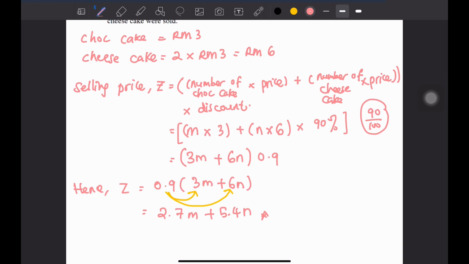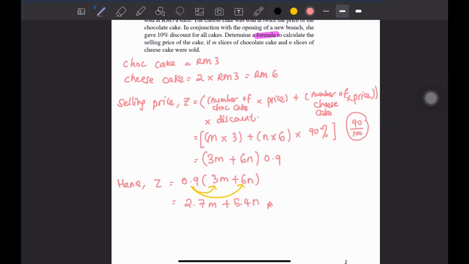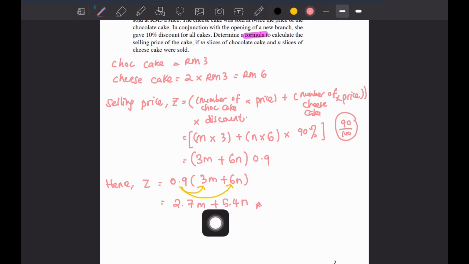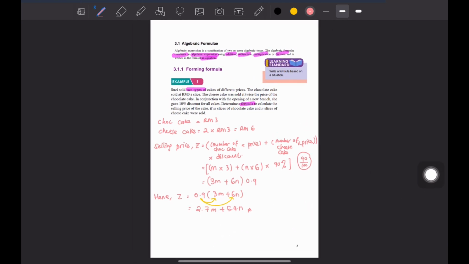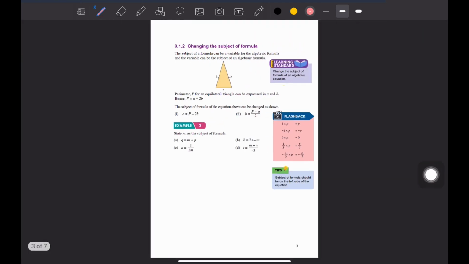Okay, yang ni sebenarnya kita gantikan je sebagai unknown. So contoh dalam soalan dia kata if the number of chocolate cake is 5, so gantilah M jadi 5, and the cheesecake is 7, so ni gantilah dengan 7. So tekan calculator, dapatlah harga berapa yang perlu dibayar. Okay, so I hope it's clear. My explanation is clear. Okay, next.